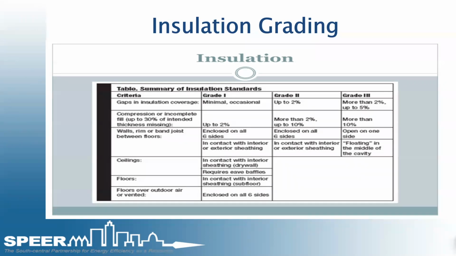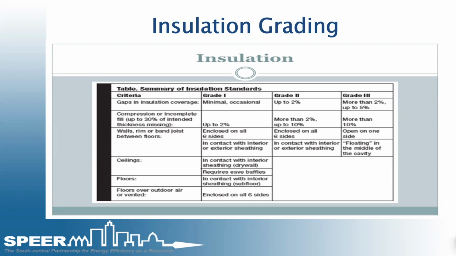You've got a specific criteria for gaps, and you've got a specific criteria for compressions. Looking at a grade 1, it's minimal gaps, and for compressions, up to 2% of that wall can be compressed. All the way up to grade 3, you've got more than 2 to 5% on gaps, and more than 10% of that wall is compressed.